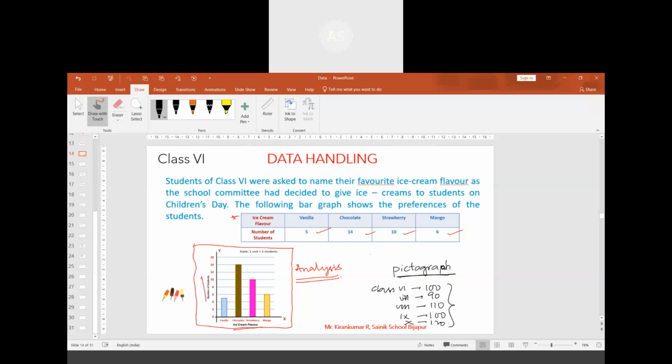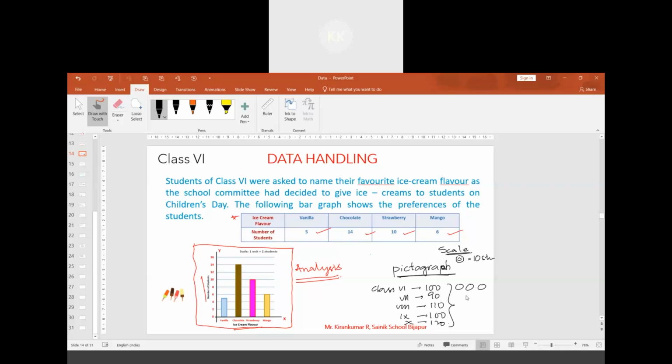Sir, we can have a key. We can have a smiley for 10 students, sir. Okay, that is called a scale. It is not called a key, it is called a scale. In the scale, we can consider one smiley to be equal to 10 students. So here 10 smileys have to be made. Here 9 smileys are to be made and things like that. So making a pictograph is easy.